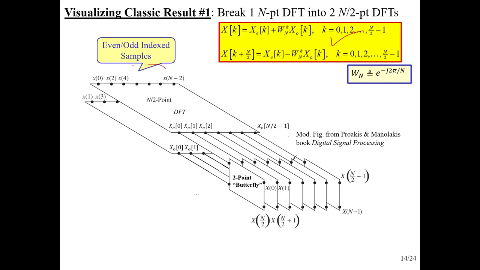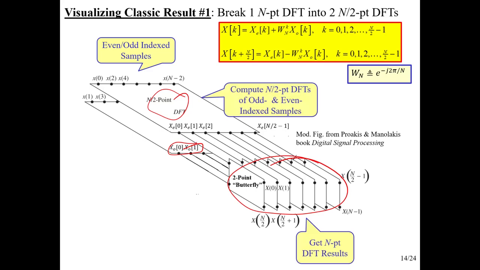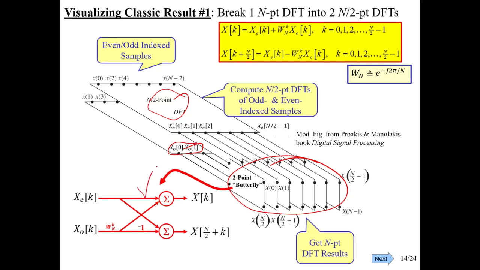Here are the even indexed samples going into an N over 2 point DFT. Here are the odd ones. I only show the first two, the rest are obscured. And I do an N over 2 point DFT to get those things, and then they get fused together doing a 2 point butterfly. And that 2 point butterfly is going to end up looking like this. So notice the plus and minus here, and the W_N^K gets pulled out in front. That's just the classic first stage of a decimate in time FFT algorithm.